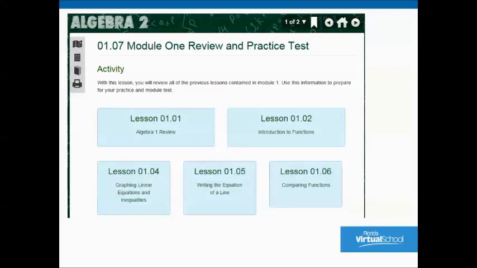Lesson 1.07 provides an opportunity for students to review the major concepts before the module exam. Students then take a practice test to gauge their readiness for the module test.